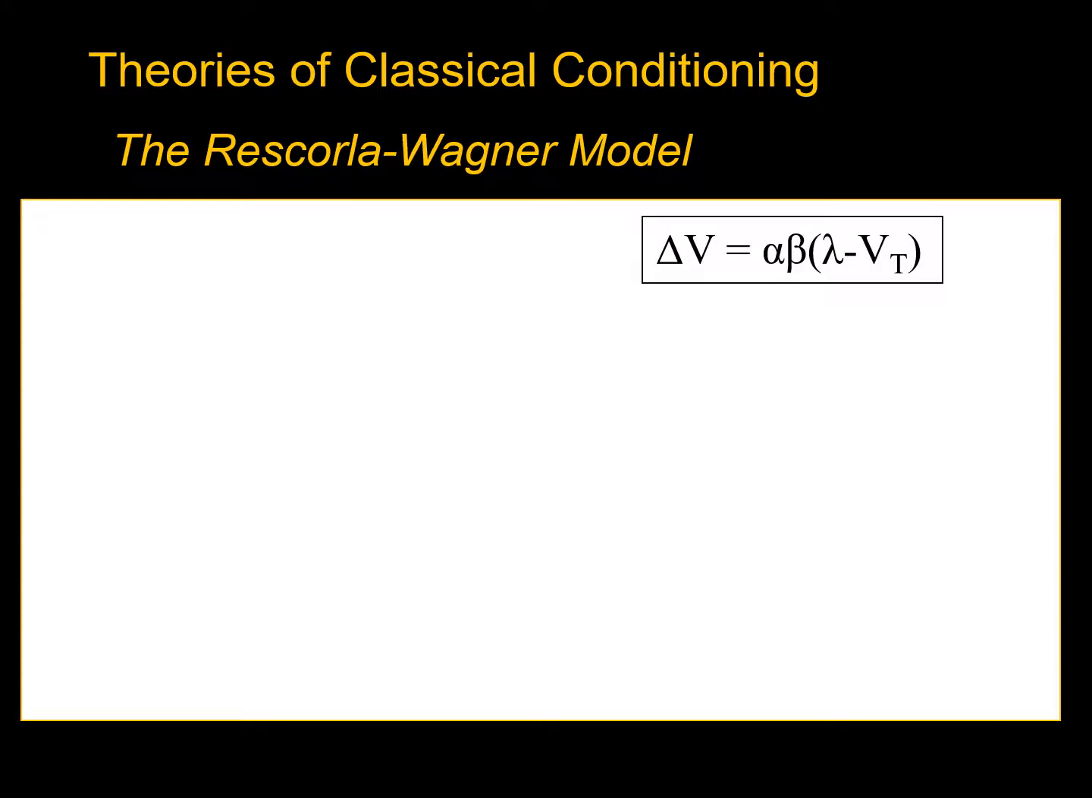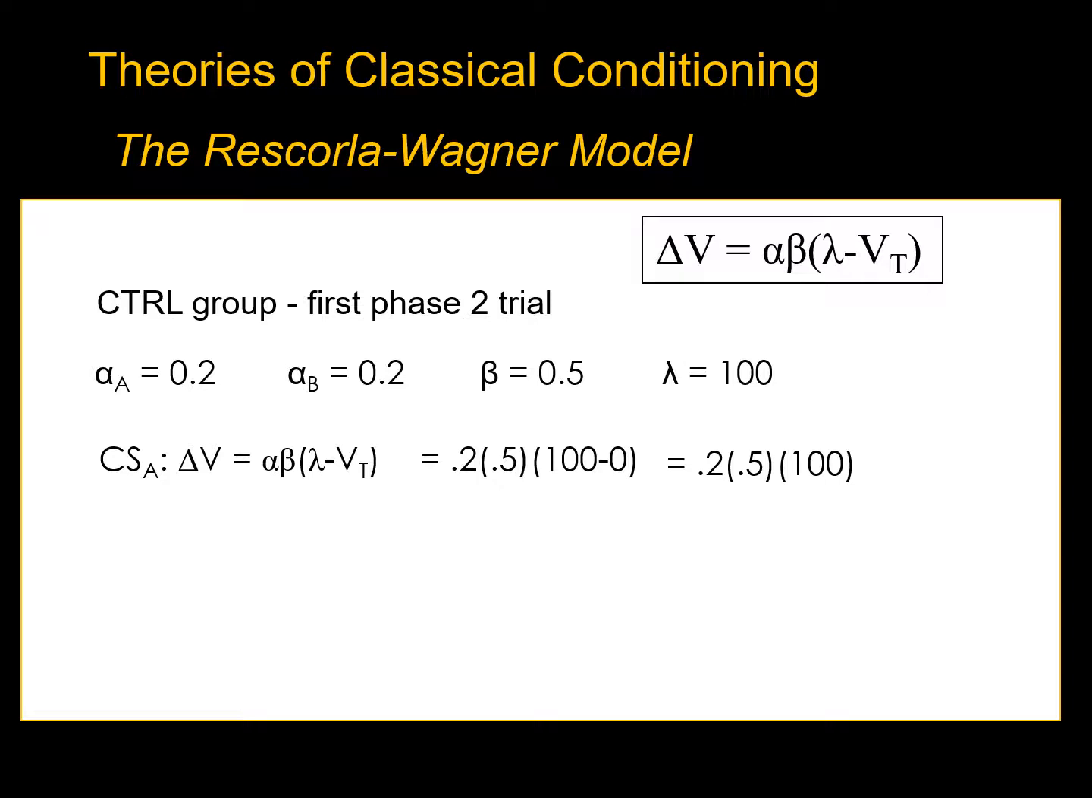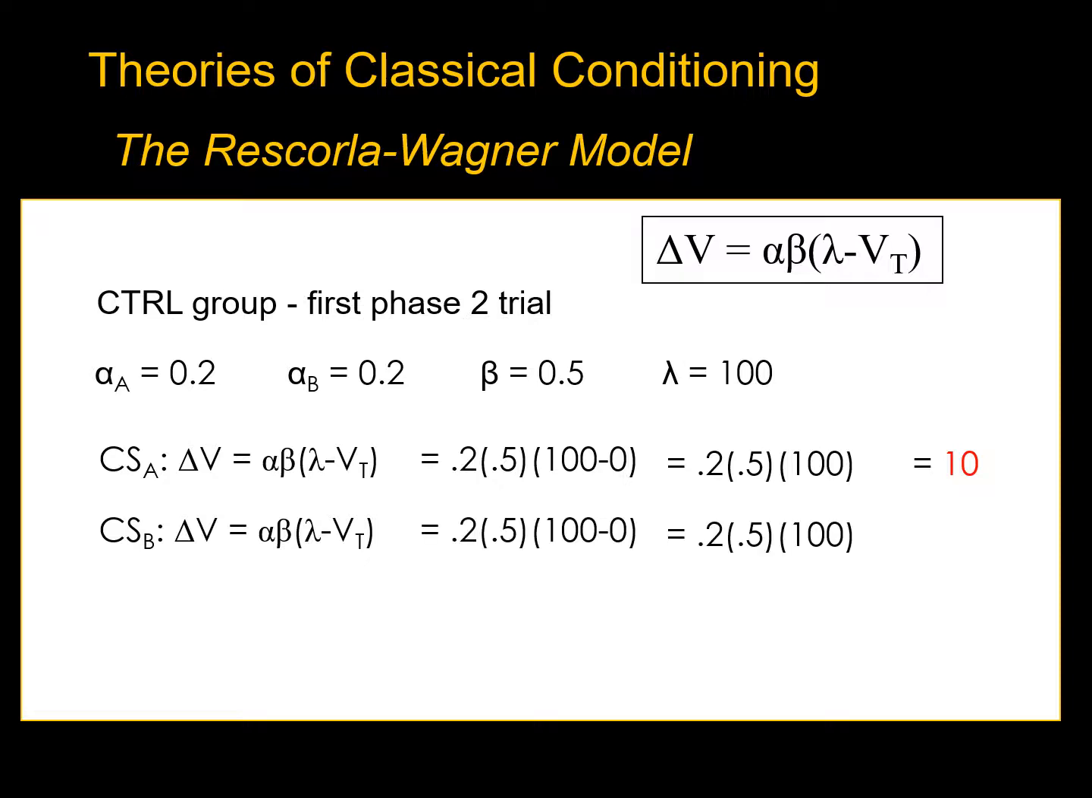So we look at the first phase 2 trial, and this should look pretty much the same as the kind of acquisition stuff we ran through last week, with one little thing we have to add to the procedure here because of the compound CS. So we plug the numbers in, and for a control group, they end up acquiring 10 units of associative strength to CSA. So again, we're just modeling, let's say, the light here. So the light in the control group acquires 10 units on the first trial, and then we've got to model the second CS separately. So how much associative strength is CSB going to acquire?